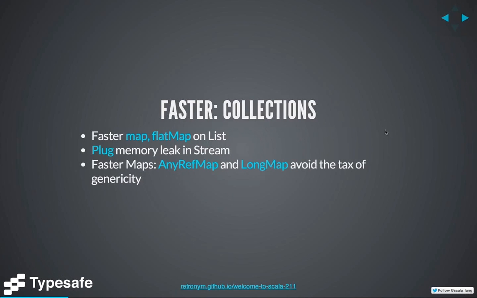So within the standard library, we've been lucky enough to encourage Rex Kerr to help us out in the collections part of the library in particular. And he's been focusing on performance in a few areas. Just a couple of highlights here: we've optimized the implementation of map and flatMap and a few other heavily used methods on List. And I think he benchmarked some 5x speedups in some cases there. He's identified and plugged a memory leak in Stream.